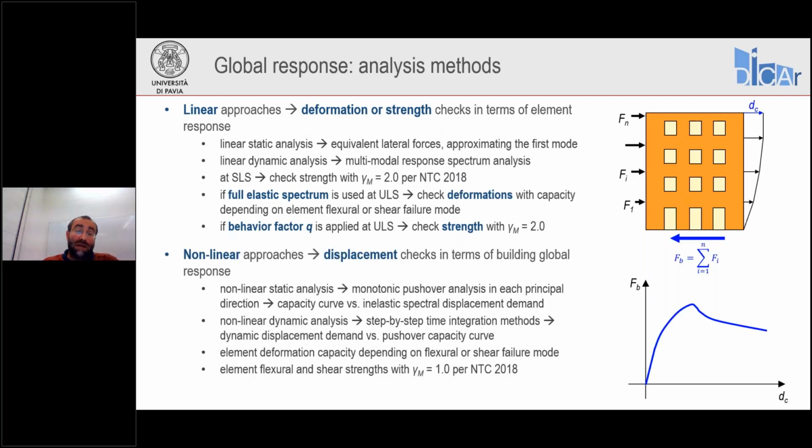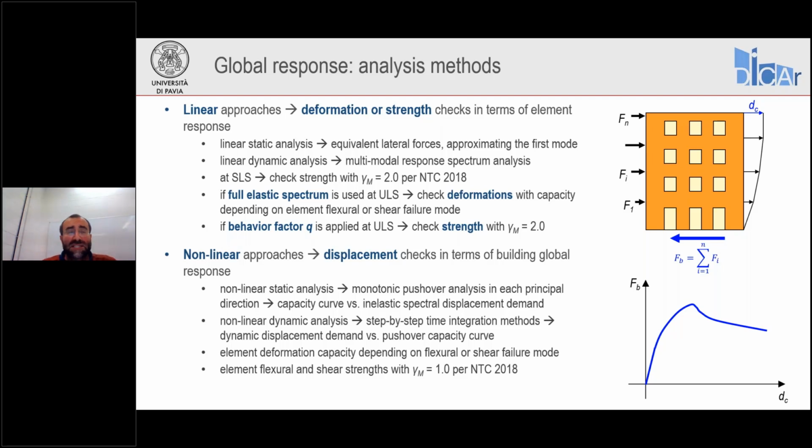However, for masonry structures, it's better to use a nonlinear method of analysis for the global response. In this case, we check displacements in terms of global building response. This is more advisable because it's a little bit less conservative, and it is more representative of the actual response of the building. So it's not limited to an elastic analysis, but it accounts for the development of nonlinearities, of failure of some elements, which may not preclude the capacity of the building of resisting vertical loads and still resist part of the horizontal loads.